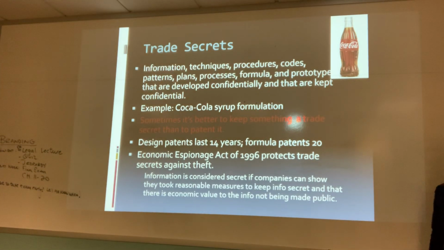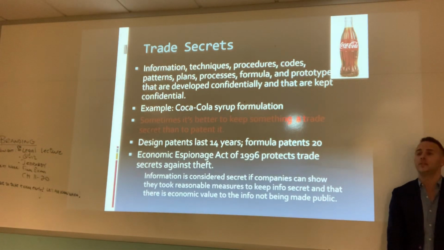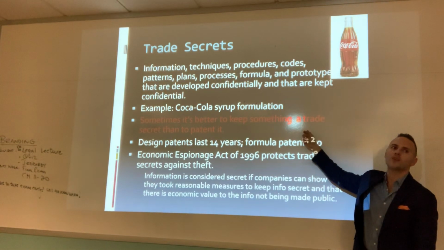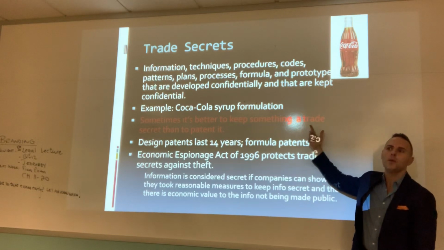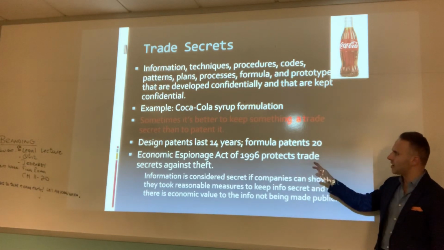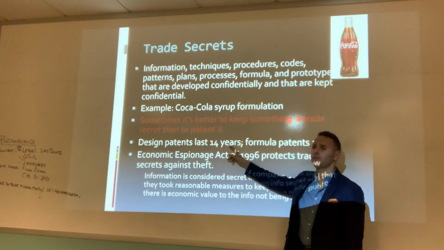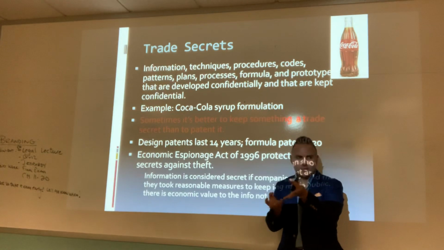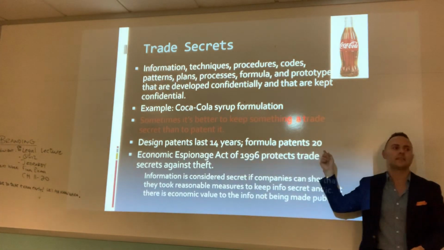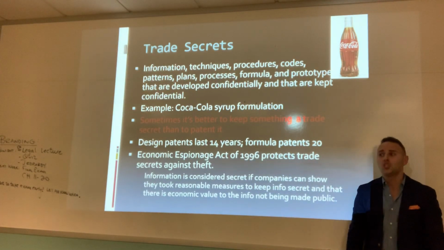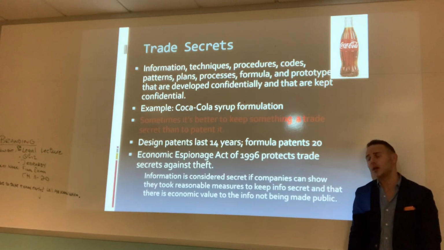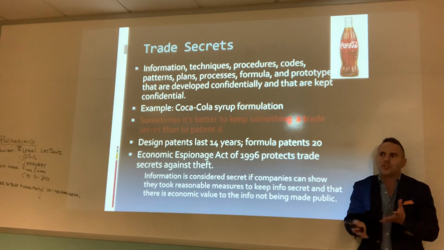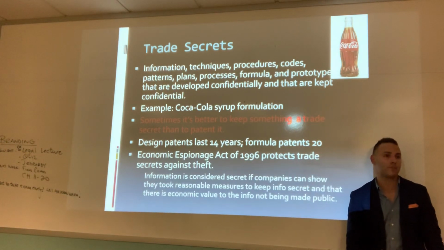So what I'm talking about is the opposite of a patent, and it is trade secret. Sometimes it is better to keep something a trade secret than to patent it. I also want to tell you guys, design patents last for 14 years. So the design of a model, a building, they last for 14 years. Formula patents last for 20. So a new pharmaceutical drug that comes onto the market, that brand name can own it for 20 years. And they usually own the science and the research behind it. 20 years, and then it becomes public.